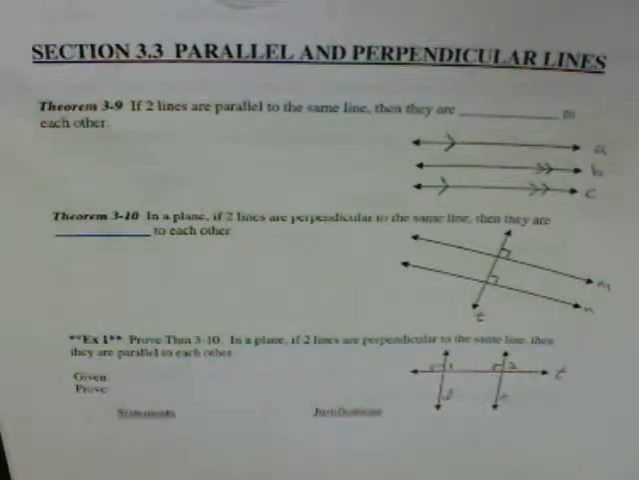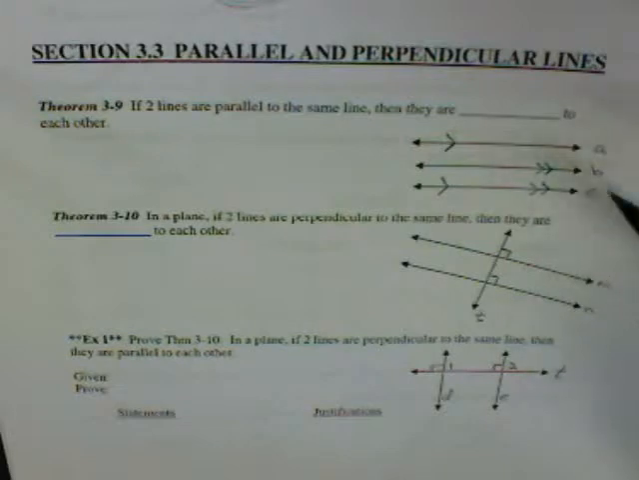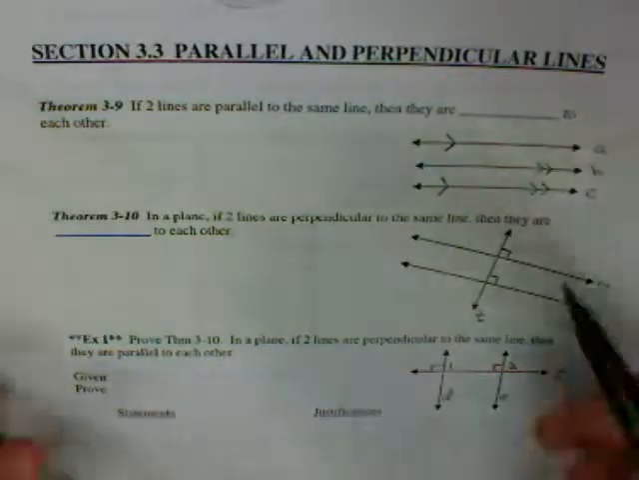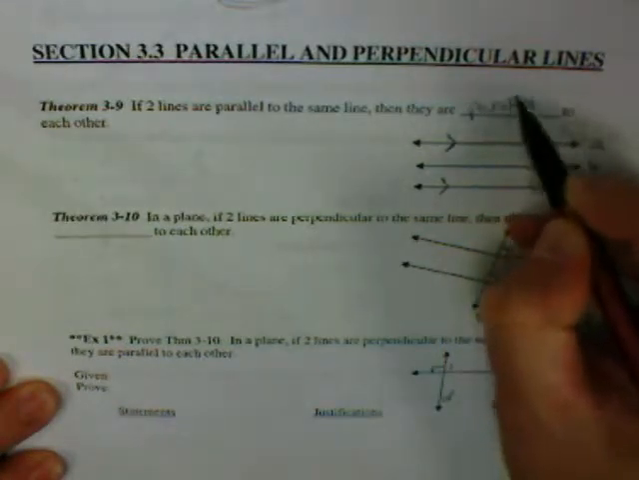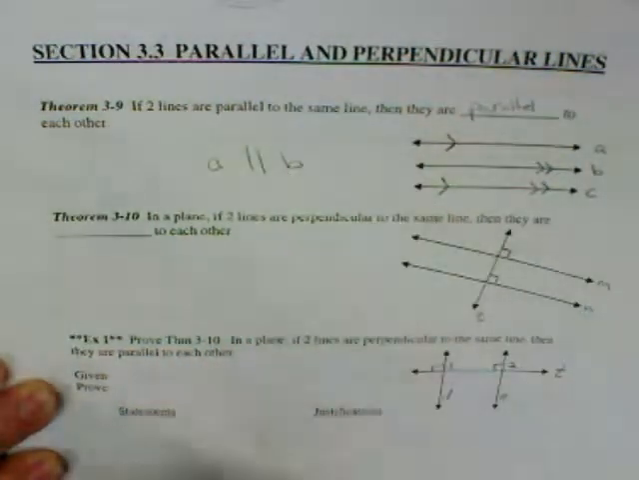We start off with theorem 3.9. You look over the diagram here, you can tell that A and C are parallel to each other because of the arrows, but also B and C are parallel to each other because of the double arrows. Well, this theorem says anytime you have that particular setup, if A is parallel to C and B is parallel to C, the only way that happens is if A and B are also parallel to each other. So we're going to put the word parallel there. And our conclusion is A has to be parallel to B.